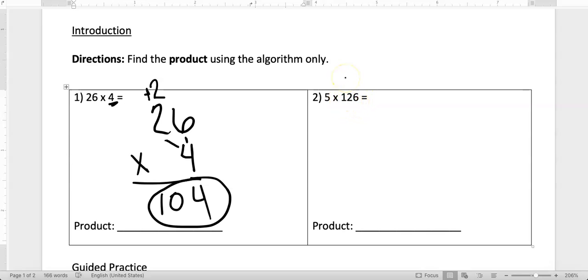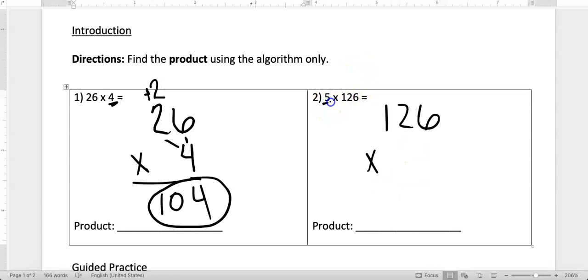126. Now, I want you to notice that they sort of switched it up a little bit, right? They didn't just have your larger number in the front. They actually put the smaller number in the front. So don't get confused by that. You still want your larger number to go at the top when you set up your problem. So 126 is the largest number. I'm going to put 126 at the top, adding my multiplication symbol there.